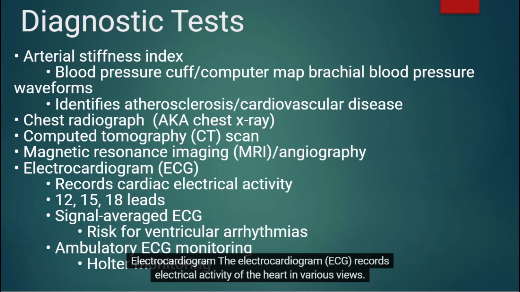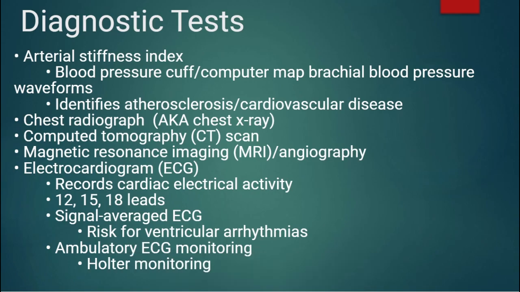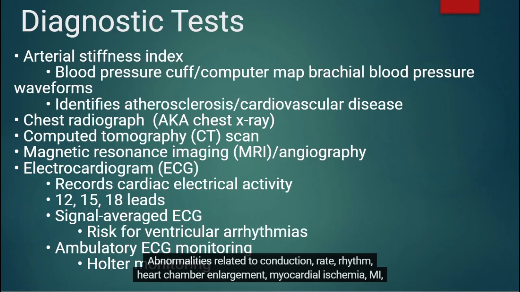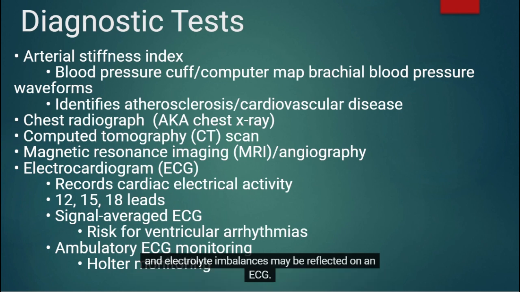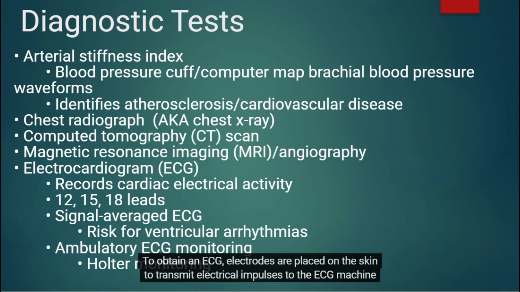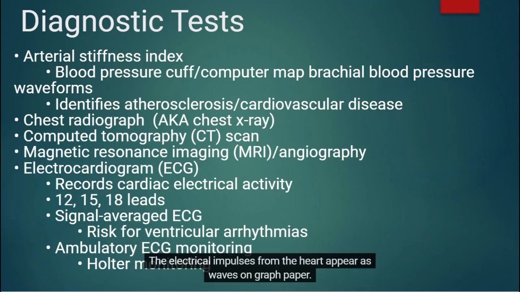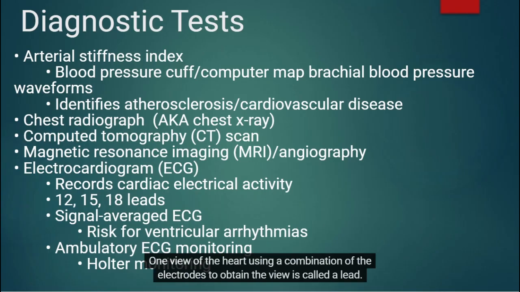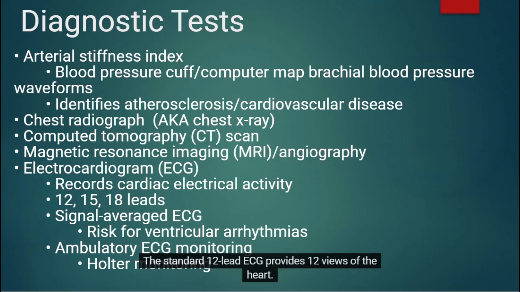The electrocardiogram, ECG, records electrical activity of the heart in various views. Abnormalities related to conduction, rate, rhythm, heart chamber enlargement, myocardial ischemia, MI, and electrolyte imbalances may be reflected on an ECG. To obtain an ECG, electrodes are placed on the skin to transmit electrical impulses to the ECG machine for recording. The electrical impulses from the heart appear as waves on graph paper. One view of the heart using a combination of the electrodes is called a lead. The standard 12-lead ECG provides 12 views of the heart. In addition, 15 and 18 lead ECGs can be obtained.